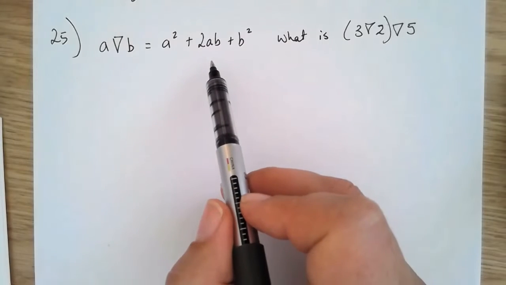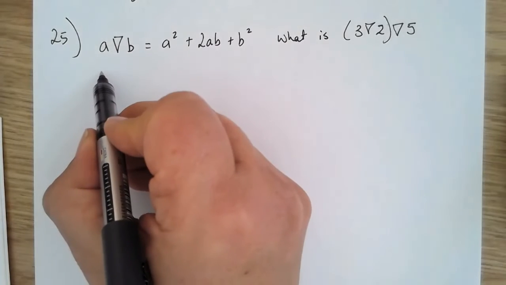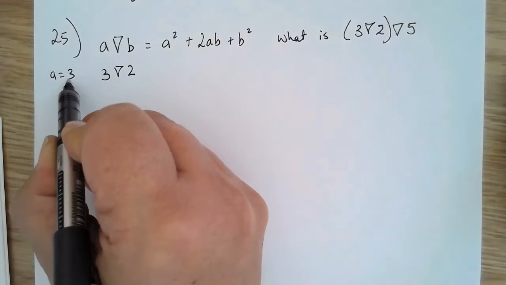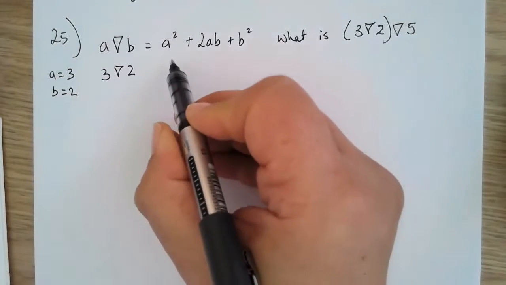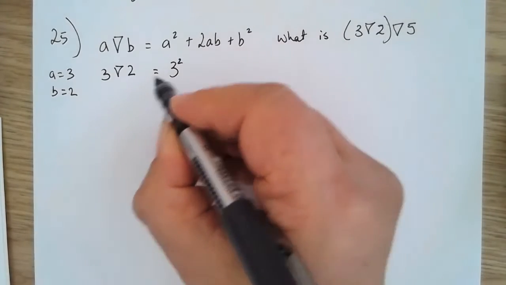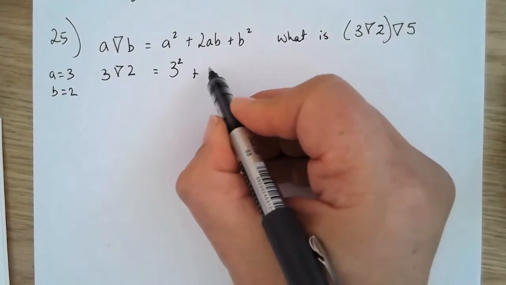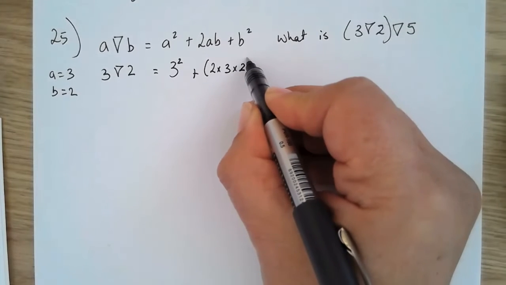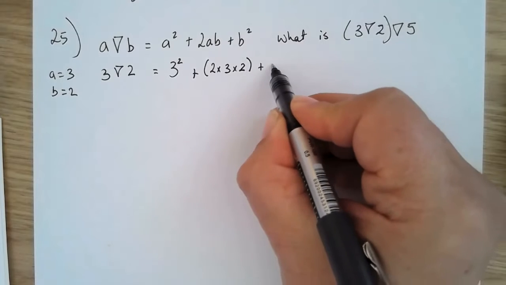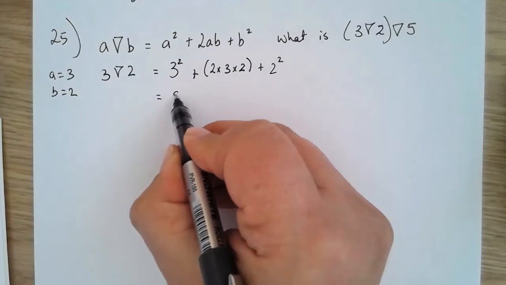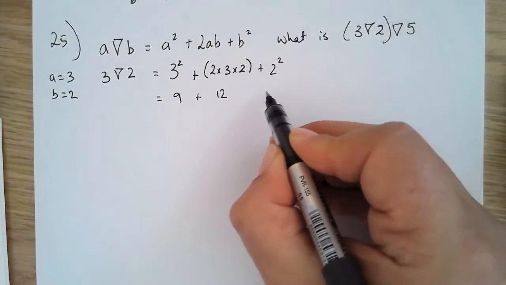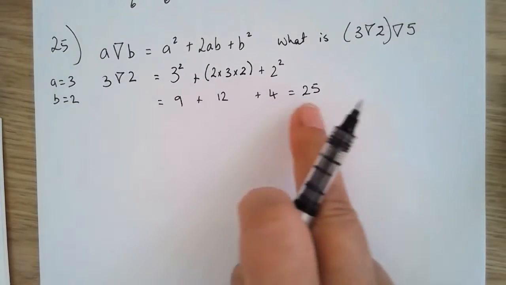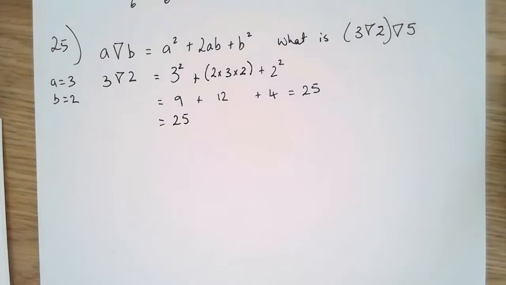I've written this out here for ease. We're going to start by substituting in that 3 and that 2. So therefore a equals 3 and b equals 2. So this becomes a squared, which is 3 squared, plus 2 multiplied by a, which is 3, multiplied by b, which is 2, add 2 squared. 9 plus 12 plus 4 equals 25. So 3 triangle 2 equals 25.